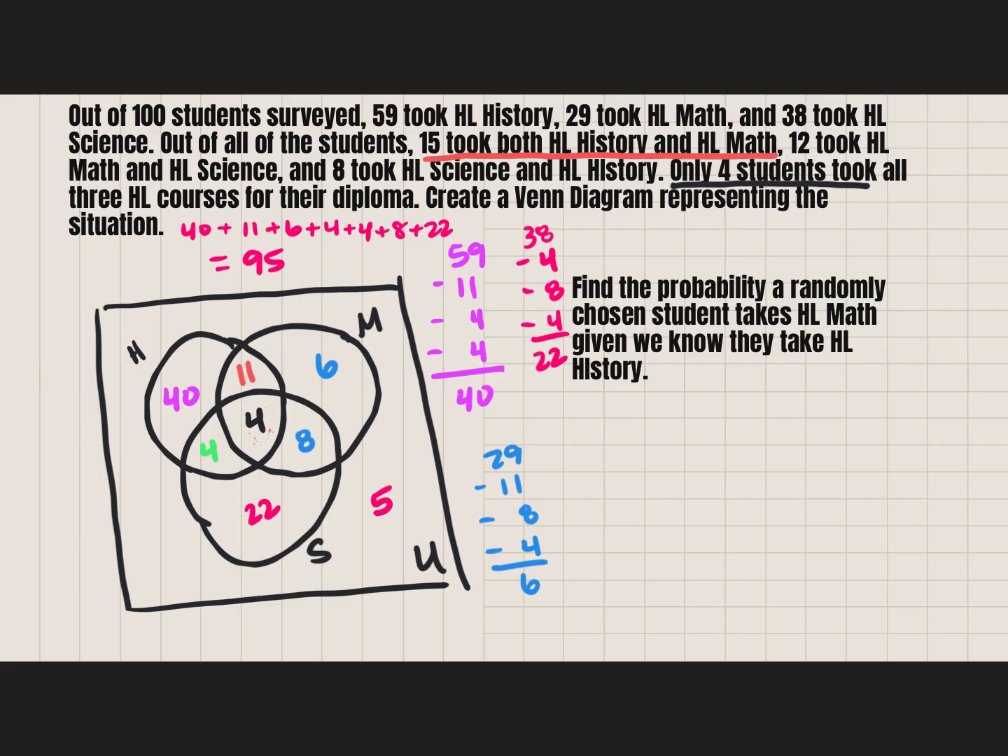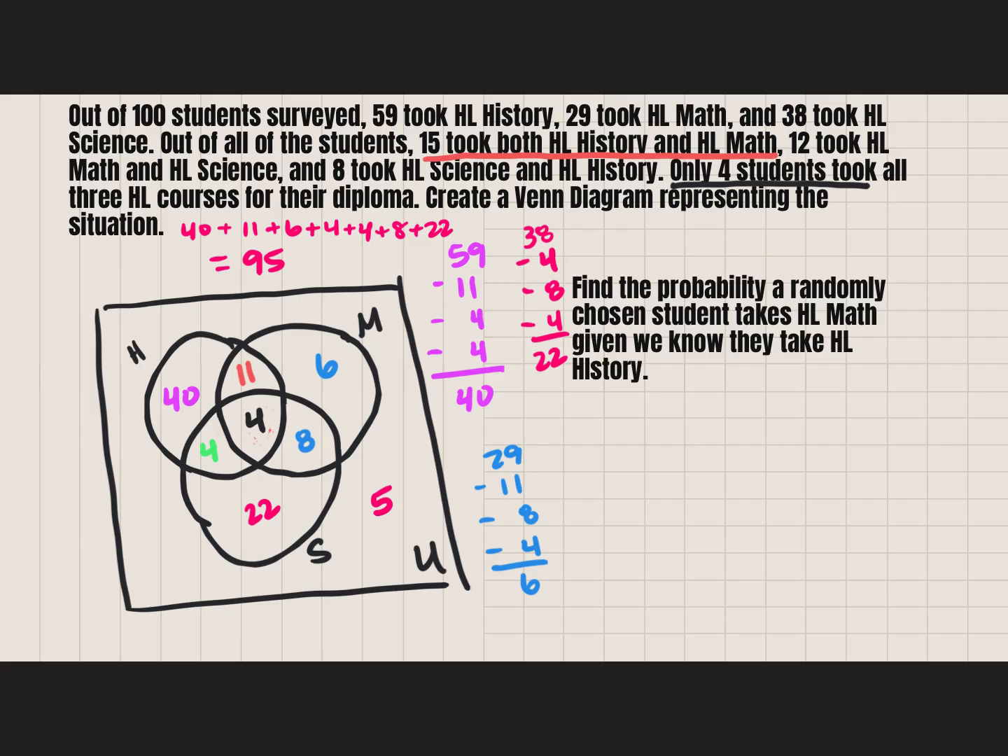Now, the things you want to make sure you do when you create your Venn diagram, you should always have your sample space labeled as U, and then you should have each of your circles labeled specifically for the course that they cover. So in this case, H was for history, M was for math, S was for science. It's really up to you how you want to label them. As long as it's clear, you should be good to go. We can then use this diagram to find specific probabilities.